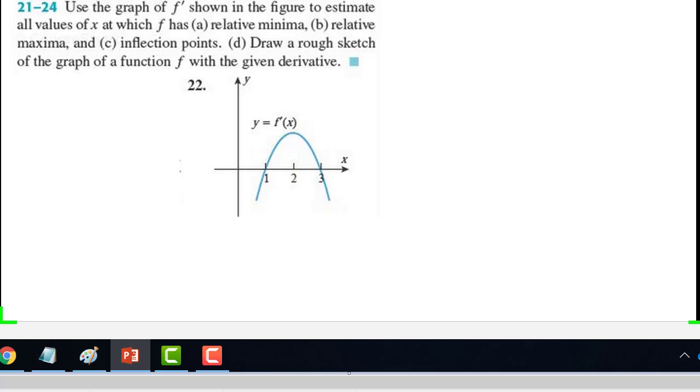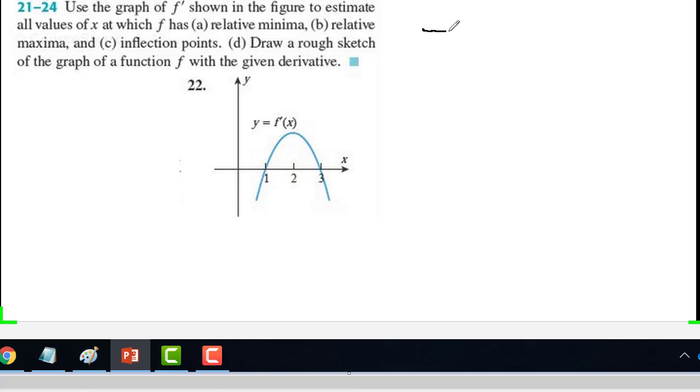In our last example here, we are given the graph of a derivative function f prime of x, and we're being asked to use the graph of f prime, shown in the figure, to estimate all values of x at which f has a relative minima, a relative maxima, and inflection points. And we're also being asked to draw a rough sketch of the graph of f with the given derivative.